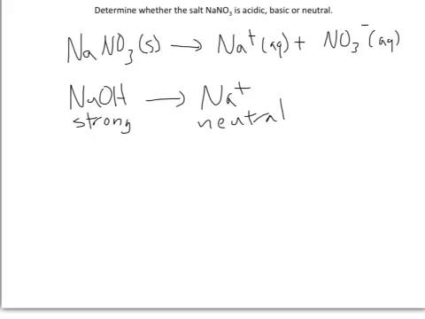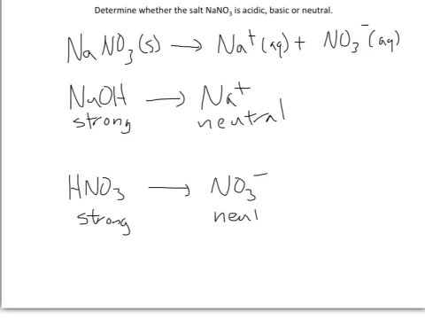All right, the anion will either be basic or neutral. And so again, I need to consider its conjugate acid. The conjugate acid of the nitrate ion is nitric acid, HNO3. Since that is a strong acid, that means that NO3 minus is neutral. So I have something neutral plus something neutral means the salt overall is going to be neutral.